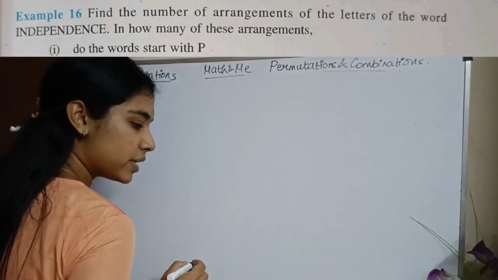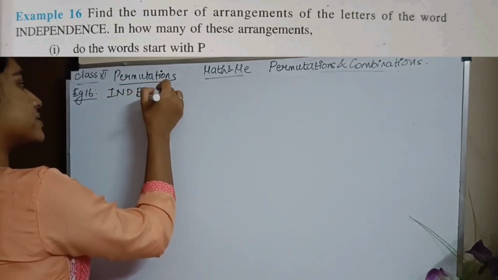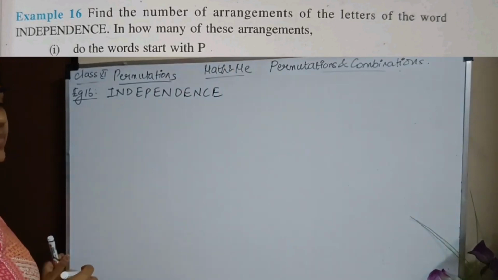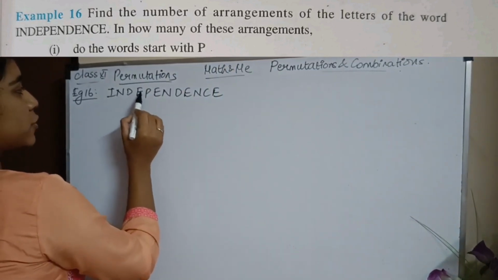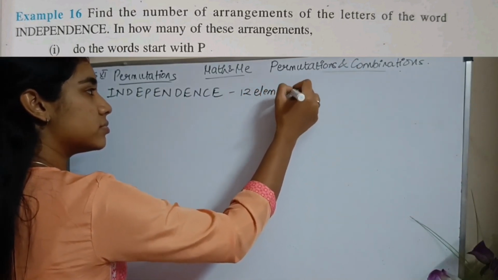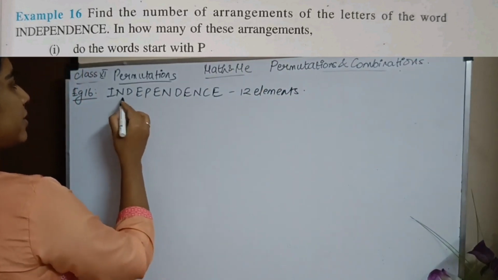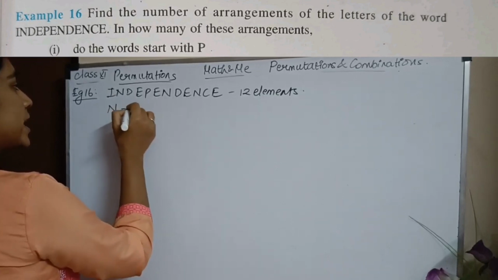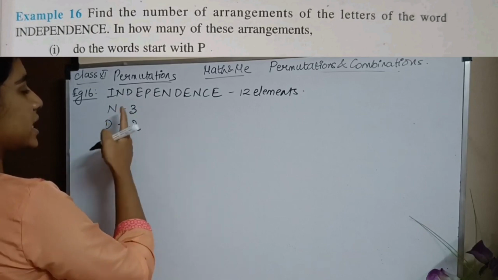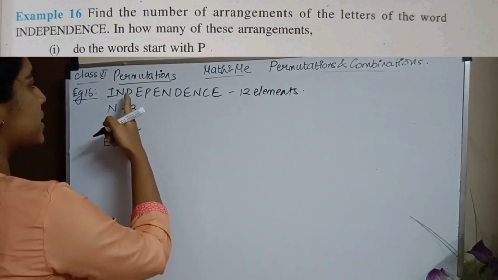Example 16. Find the number of arrangements of the letters of the word independence. Independence. Okay. So basically, how many elements do I have? 1, 2, 3, 4, 5, 6, 7, 8, 9, 10, 11, 12 elements in total. How many repetitions do I have? N, I have 1, 2, 3. So, N is repeated 3 times. Then D, 1, 2. D is repeated twice. E, 1, 2, 3, 4. I have 4 E's.